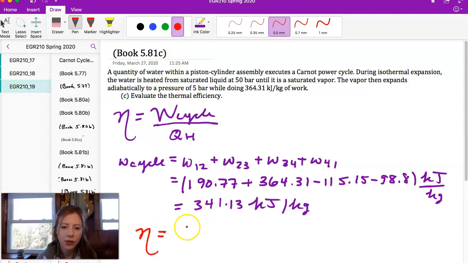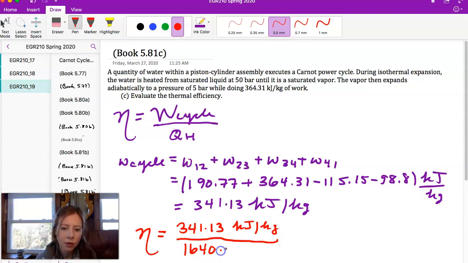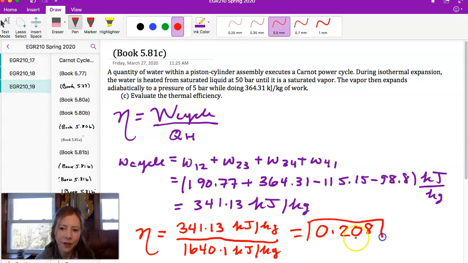And so our efficiency, eta, is going to be equal to 341.13 kilojoules per kilogram divided by QH, which was 1640.1 kilojoules per kilogram. So this gives us an efficiency of 0.208. So after all that, it's about 20% efficient.